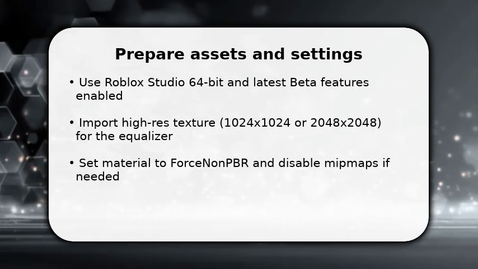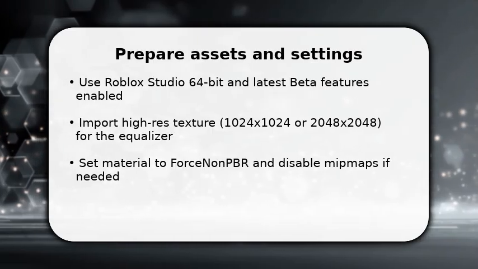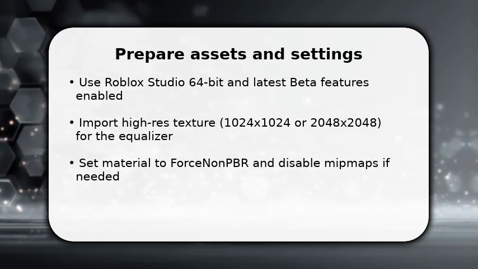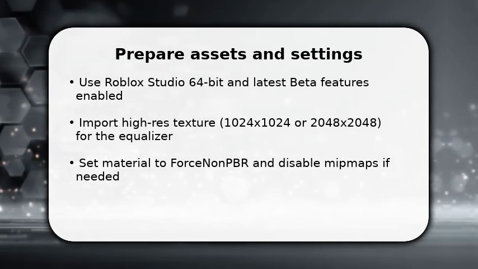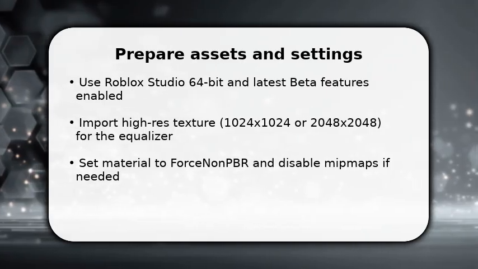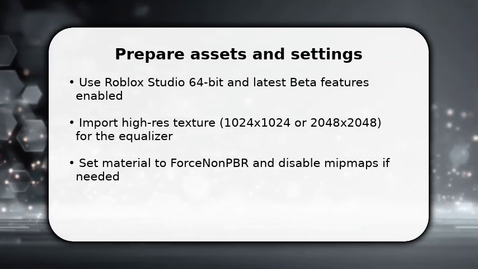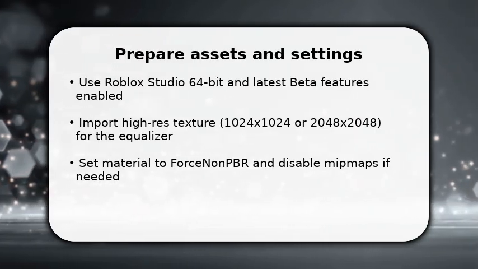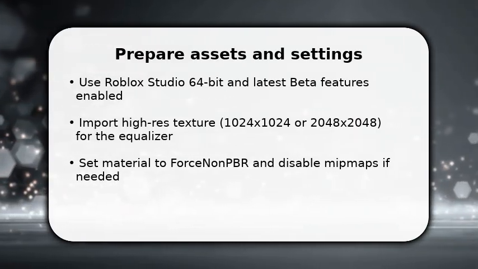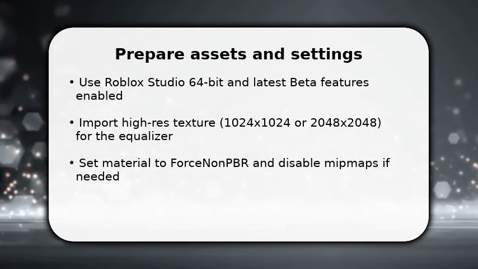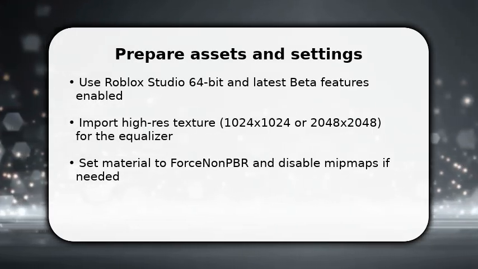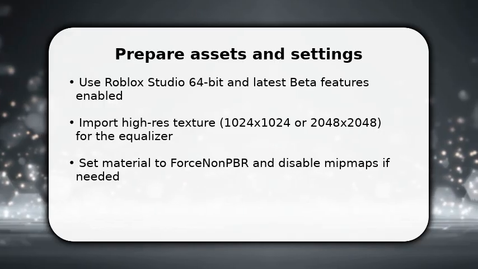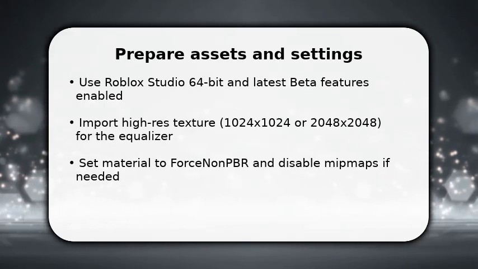You start by preparing assets and engine settings so the equalizer shades stay sharp. First, import a high-resolution texture, 1024 or 2048, because low-res images blur when stretched. Once done, make sure Studio runs 64-bit and enable any beta rendering features. This reduces compression. Also change the material to force non-PBR and consider disabling bitmaps for that texture to keep edges crisp. These steps avoid early quality loss and set a reliable foundation before you build the equalizer logic.